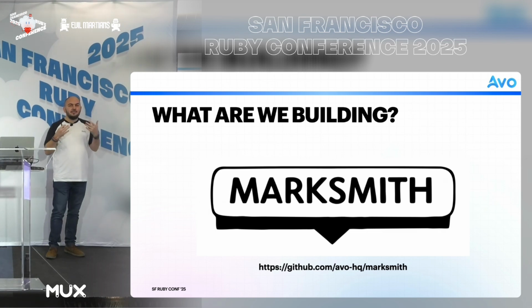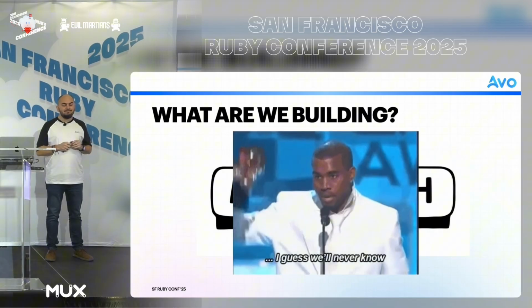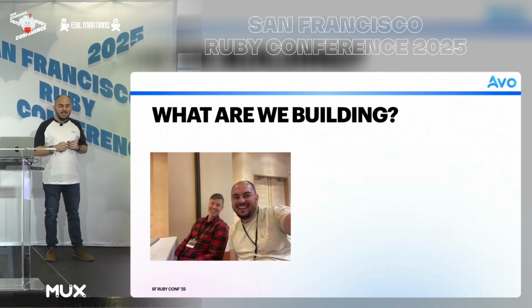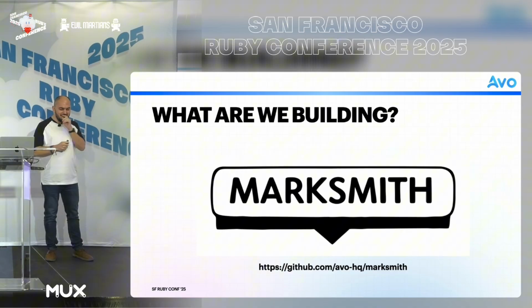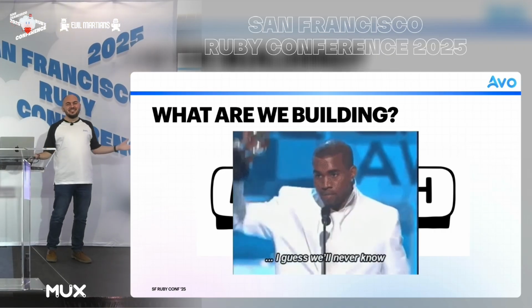It's an MIT licensed Markdown editor. Just like GitHub's, it works with Active Storage, plugs into any Rails app, and it's quite amazing. Do you think it's a coincidence that Jeremy's last name is Smith, and this is called MarkSmith? I guess we'll never know.